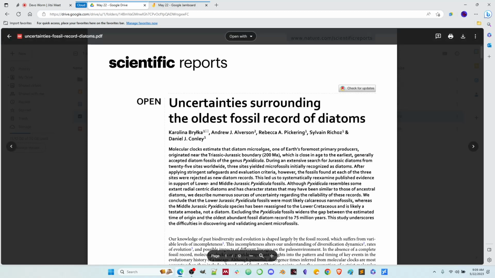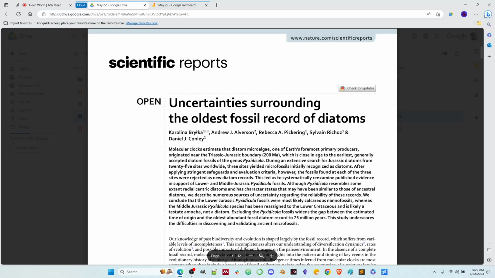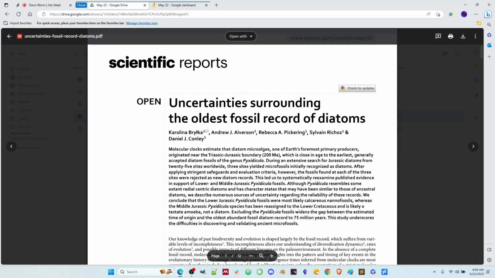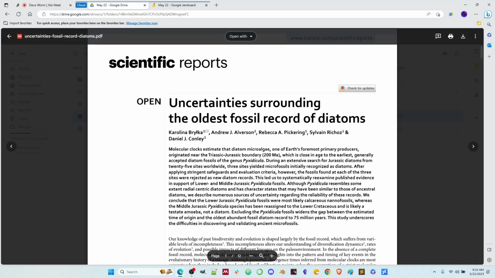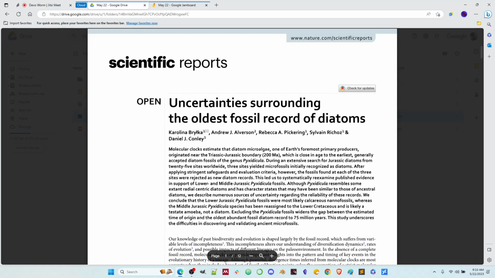Diatom. So this widens the gap between the time of origin of the oldest abundant fossil diatom record to 75 million years. So basically, those earlier finds, they couldn't be sure that they were diatoms. They think there may have been some sort of amoeba. And so now they still are sort of left with a mystery as to the earliest diatom versus the first abundant fossil diatom record, which is dated to 75 million years.